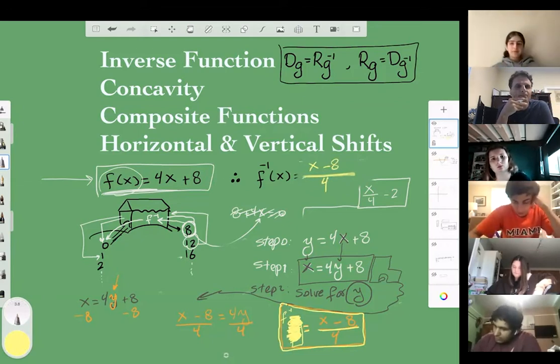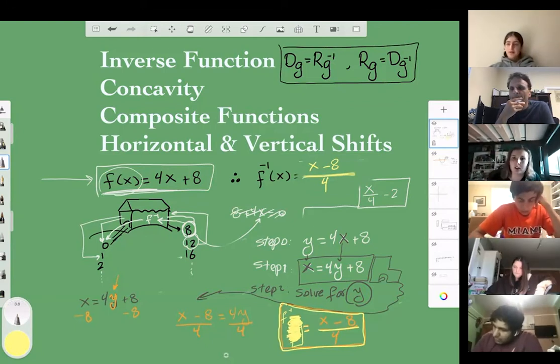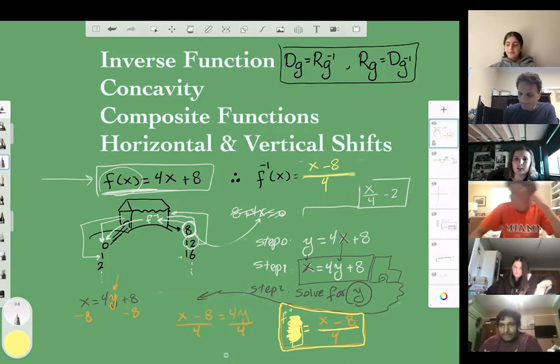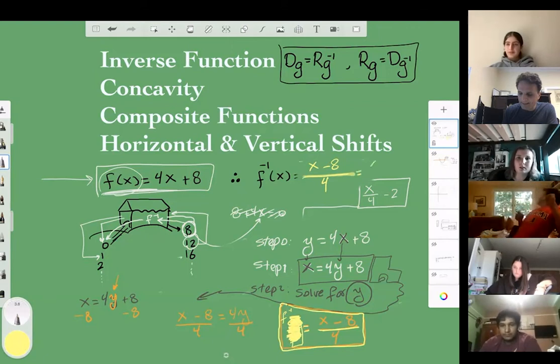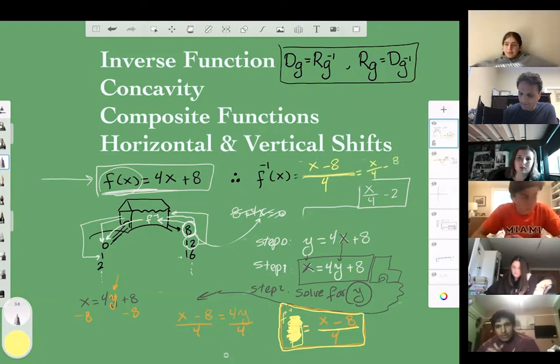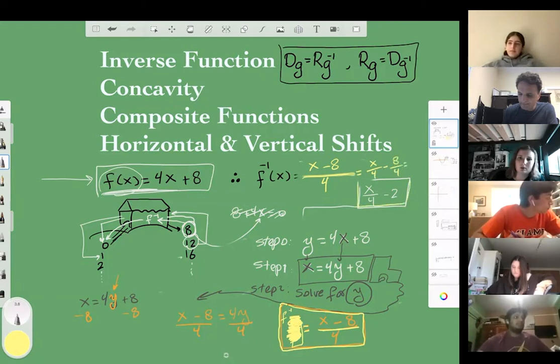Any question? On a test, would we have to simplify that down to like x over 4 minus 2? What you did was good too, but you don't need to. Oh, you don't need to do that? No. Okay. This is the same as x over 4 minus 8 over 4, which is exactly this one, what Lindsay said. Okay.